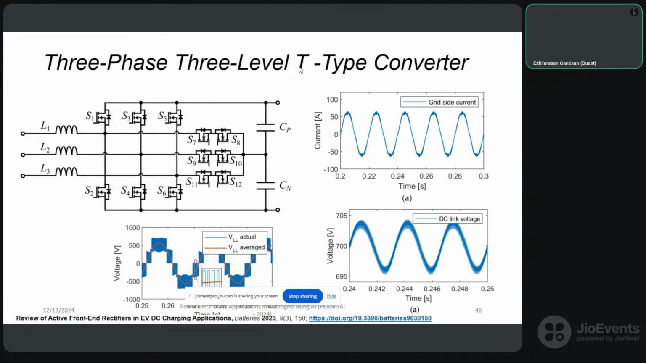The neutral point clamped converter had more switching loss, whereas the T-type converter had less switching loss and higher efficiency. The efficiency was about 1 to 1.5% more in the T-type converter compared to the neutral point clamped converter, but the output characteristics will be the same: the current, voltage, and the magnitude of the ripple content, everything will be the same. Only thing is we get low THD, low switching loss, and higher efficiency.